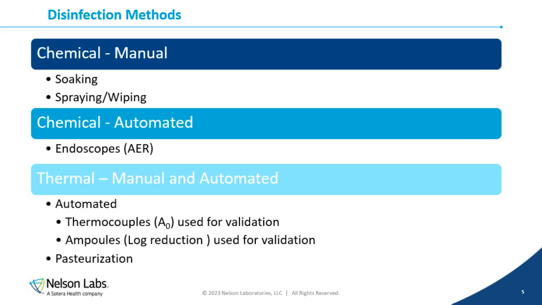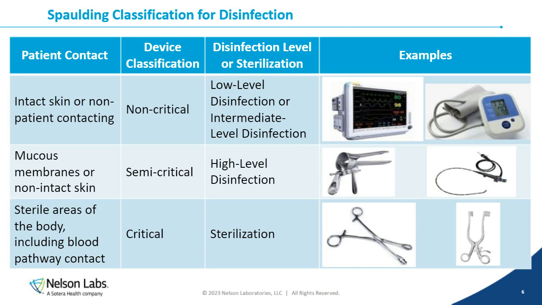So as I mentioned, there are 3 disinfection levels, and it could be hard to know what disinfection level you may need, but there is a great guide that you can go by. Essentially, the disinfection level for your device is going to be based on how your device is classified according to the Spalding classification, which is what I have in the table here. The Spalding classification is based on the device's patient contact.